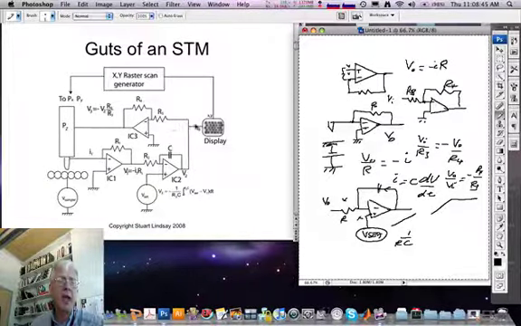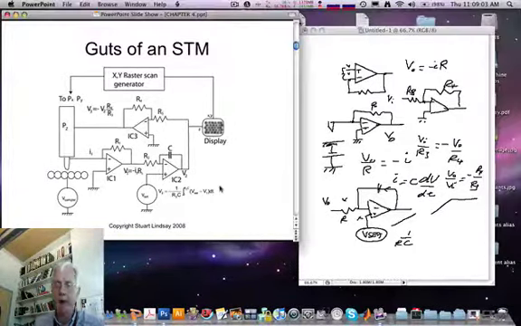So this signal coming out here is a measure of the height of the probe, and it's what modulates the brightness of the display. Ramp signals here scan the PZT in the X and the Y direction and are also applied to the display. So the spot on the display moves synchronously with the probe, and its brightness is a measure of the height of the probe.